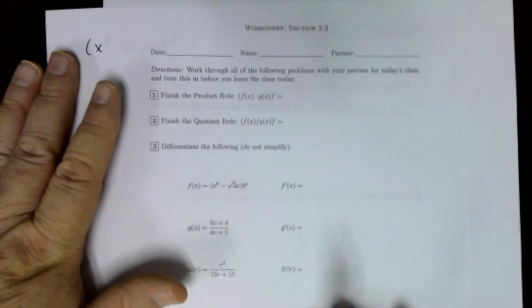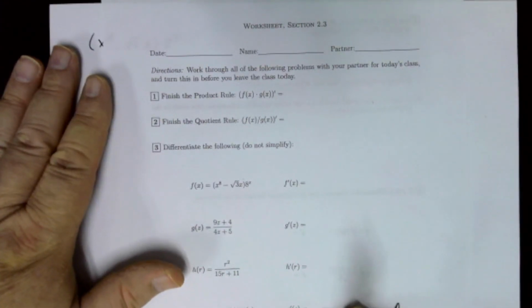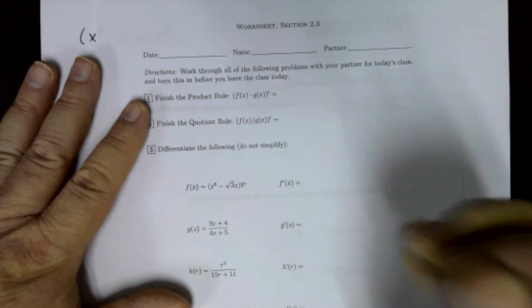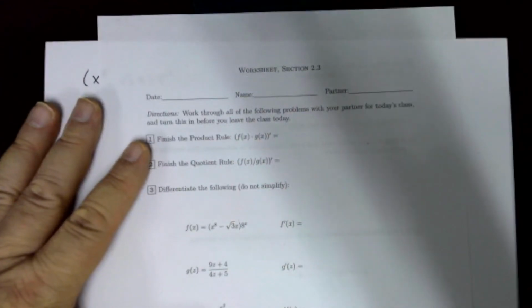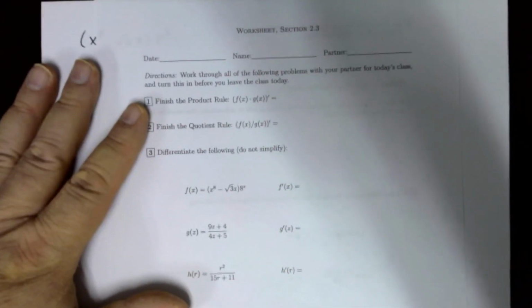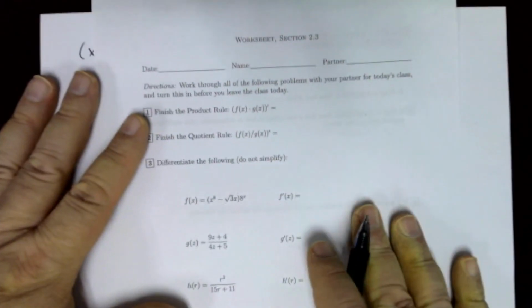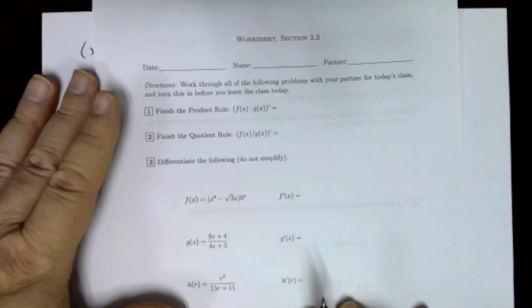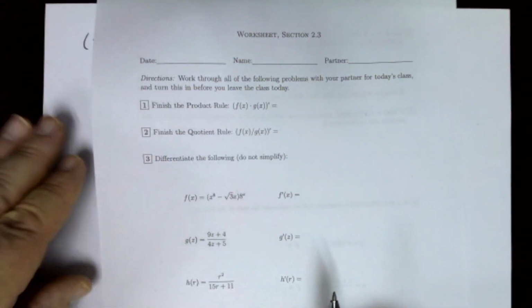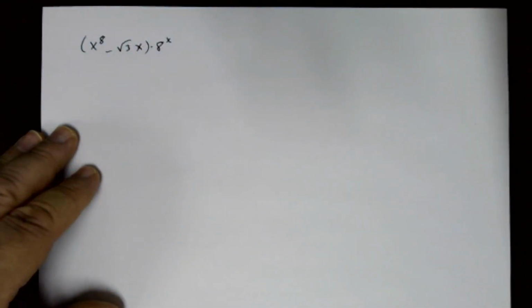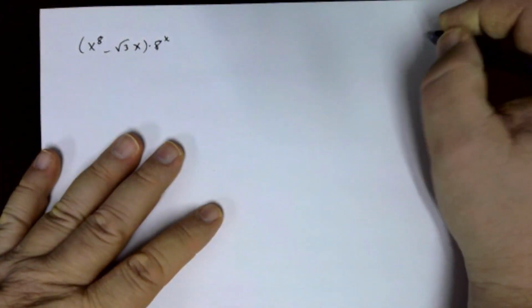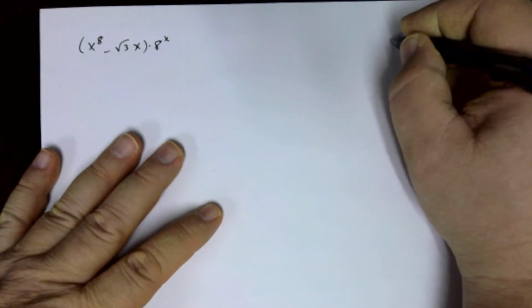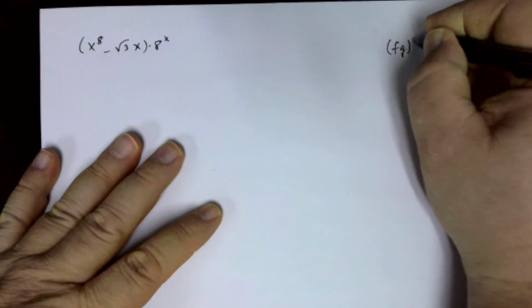Alright, so in this video we're taking a look at this worksheet from section 2.3. I noticed some people were having some trouble with some of these derivatives. Oops, let me refocus my camera here. I think there was a little bit of confusion on some of these problems, so let's take a look at some of these derivatives. So we're applying the quotient rule and the product rule.